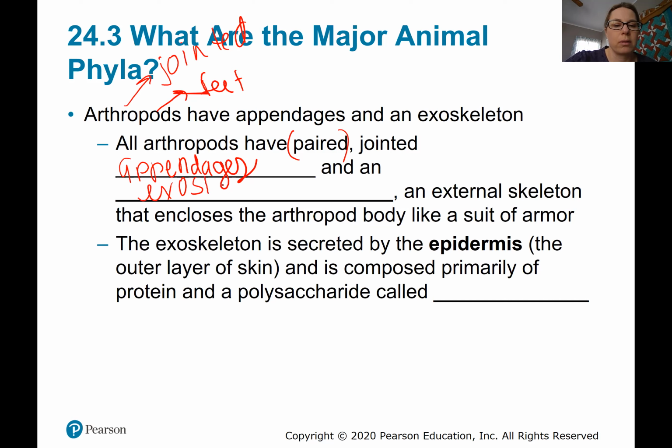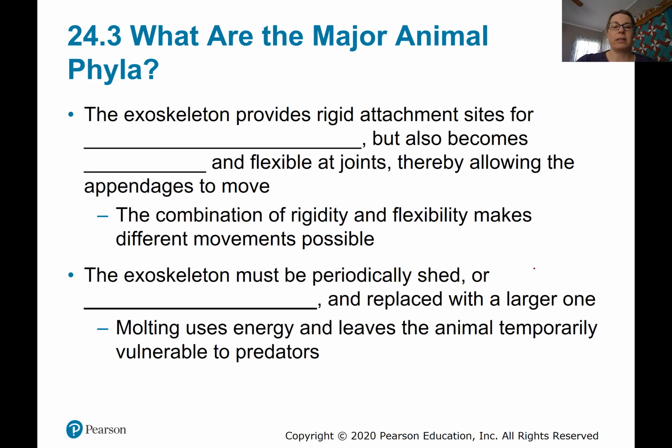exoskeleton, or a skeleton on the outside. It's kind of like armor. That outer layer, the outer skeleton, is made up of chitin, like we saw with fungi. So those arthropods all have that chitin exoskeleton. And that exoskeleton is going to be a really good attachment site for muscles, just like our bones are.